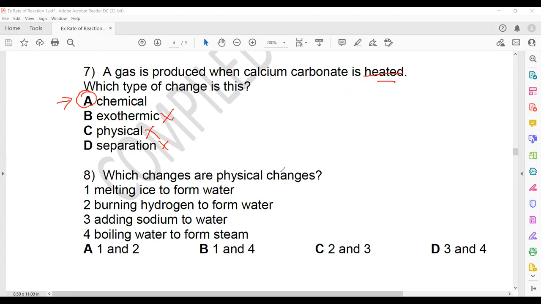Question 8. Which changes are physical? Melting of ice to form water: there is no new substance formed, so we call that a physical change. Burning of hydrogen to form water: new substances form, so it's a chemical change. Adding sodium to water, when sodium reacts with water, that's also a chemical change. Boiling water to form steam is a physical change. So 1 and 4, or B, is the right answer.